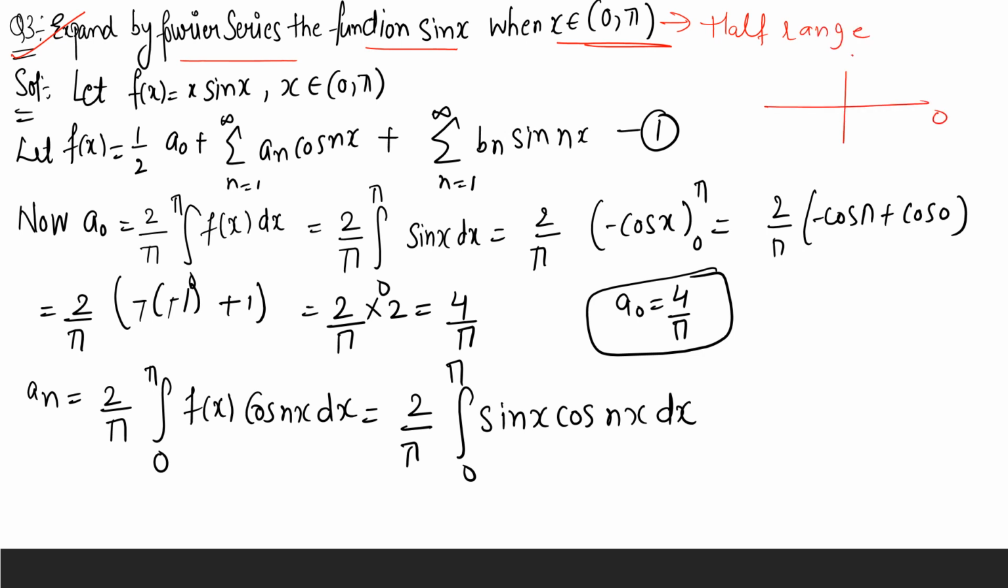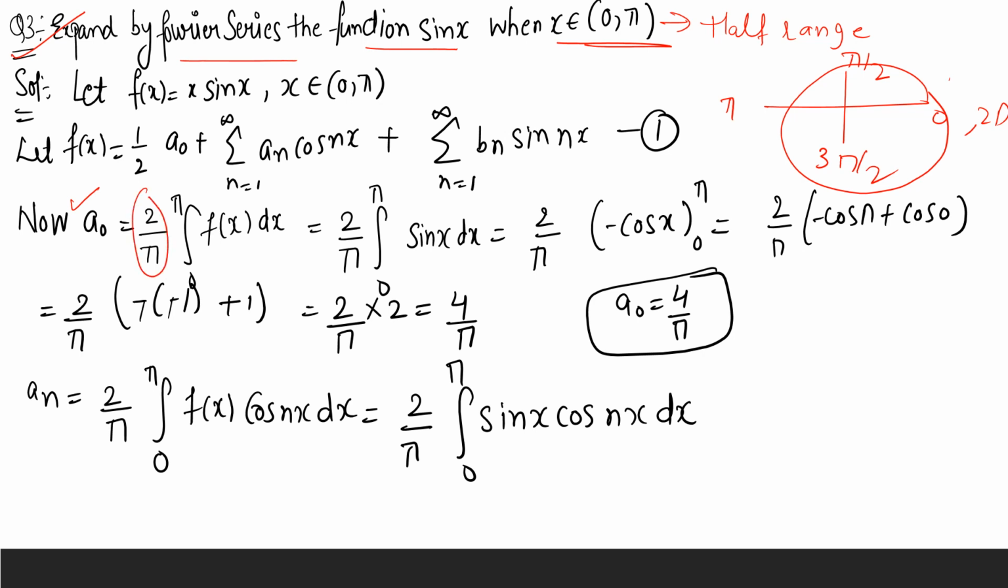because 0, pi by 2, pi, 3 pi by 2, 2 pi. When we go from 0 to 2 pi, that will be a full range series, and 0 to pi is a half range series. So there is a little bit of difference in the formula here. a naught outside of the integration will be 2 upon pi.